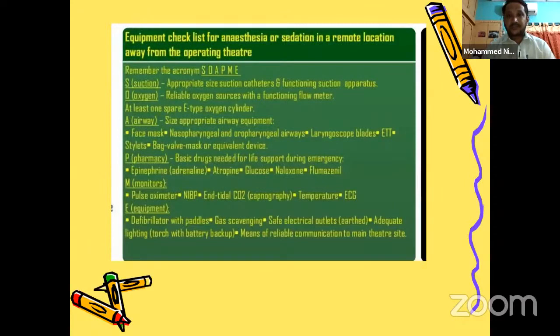Now, the equipment checklist for providing anesthesia in a remote location. All of us know the acronym SOAPME: suction, oxygen, airway, pharmacy, that is drugs, then monitors, and the equipment, that is defibrillators, gas scavenging, and adequate lighting, etc.